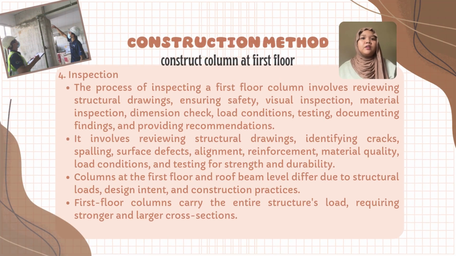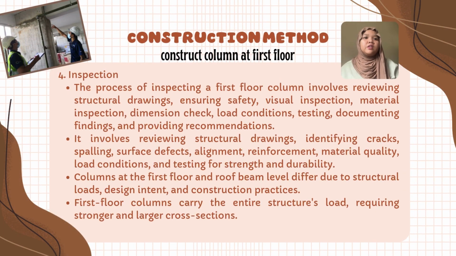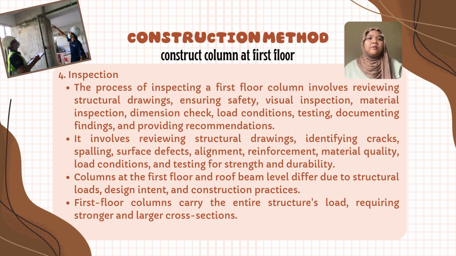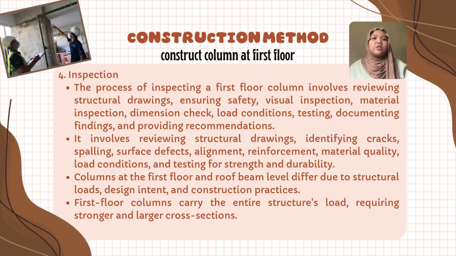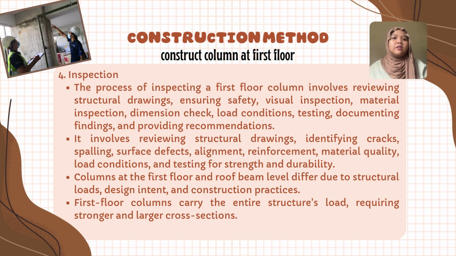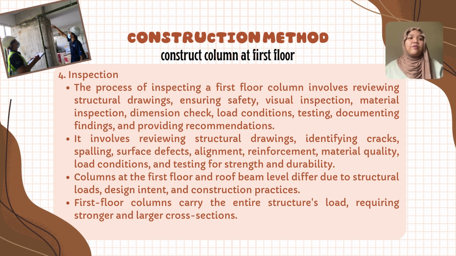Construction method number 4 is inspection. The process of inspecting a first floor column involves review structural drawing, ensuring safety, visual inspection, material inspection, dimension check, load condition, testing, documenting findings, and provide a recommendation. It involves review structural drawing, identify crack and spalling, surface defect, alignment, reinforcement, material quality, load condition, and test for strength and durability.